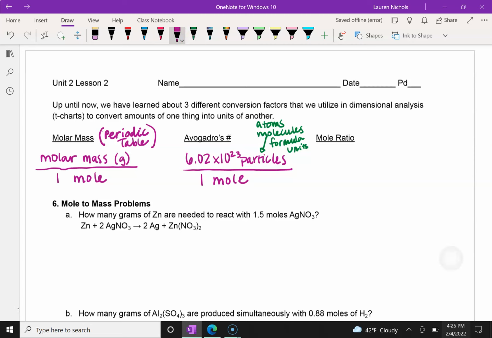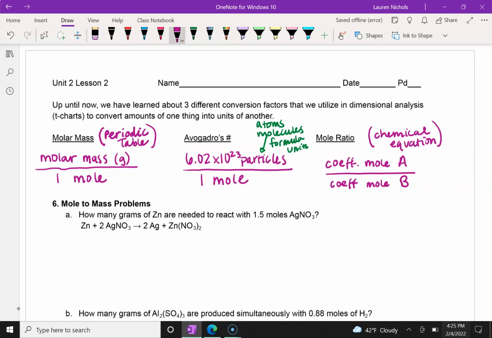Mole ratio is the one that we learned about in our last lesson, and this comes from our chemical equation, okay? So if you don't have a balanced chemical equation, you can't find your mole ratio. And it comes from using your coefficient, which is the number of moles of chemical A, and then the coefficient, which is also moles of your second chemical, which we'll call chemical B.